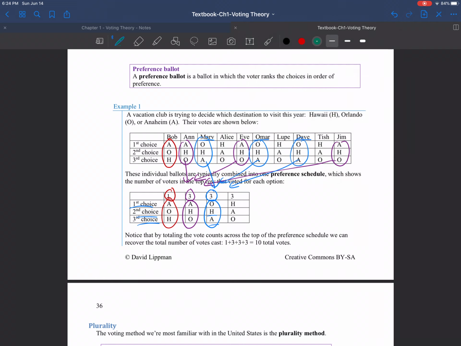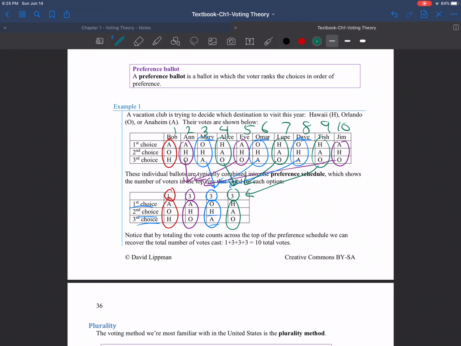Finally, we have HAO. 3 people said them in that order. Let me try to write that a little bit better. So that would be HAO, HAO, HAO. So those 3 prefer Hawaii first, followed by Anaheim, followed by Orlando. Okay, so everybody has different opinions. So how do we determine the will of the people, right? How do you have a big group of people? How many people we have here? 1, 2, 3, 4, 5, 6, 7, 8, 9, 10 people.